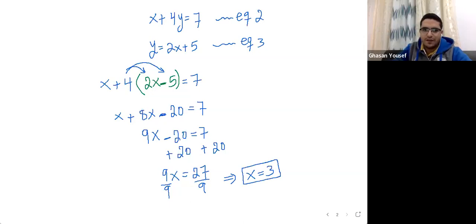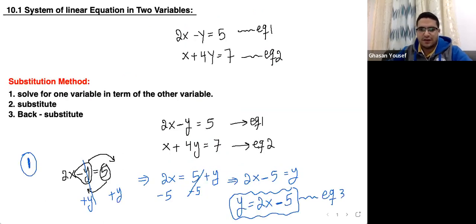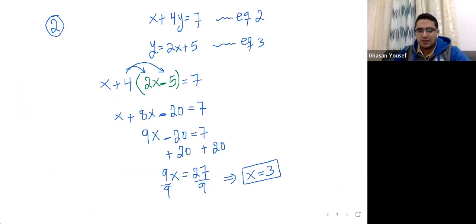So this is my second step. I find the value of x. Now, step number 3 is back and substitute. I'm going to use this 3 to find the value of y. So I'm going to use equation number 3 to find the value of y, because it is here 2x minus 5.